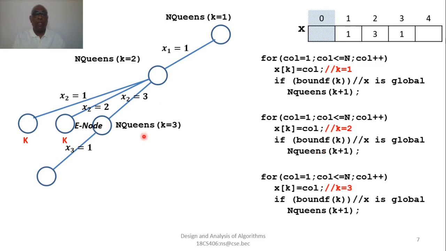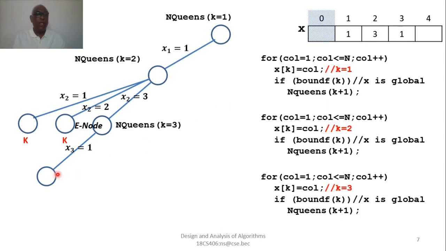So let's see. NQueens is being called with k equal to 3, and once again this for loop starts executing from col equal to 1 to col value of n. And to start with, x3 value is 1, and because the value of x3 is 1, this value is stored in the location x of 3. And once again, this child node defines a partial solution 1, 3, 1, which can be seen in the global array x: 1, 3, 1 stored in the locations 1, 2 and 3 respectively.